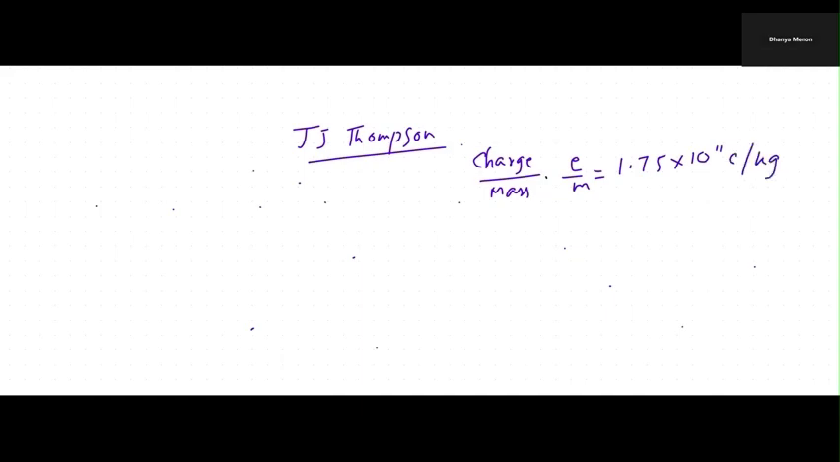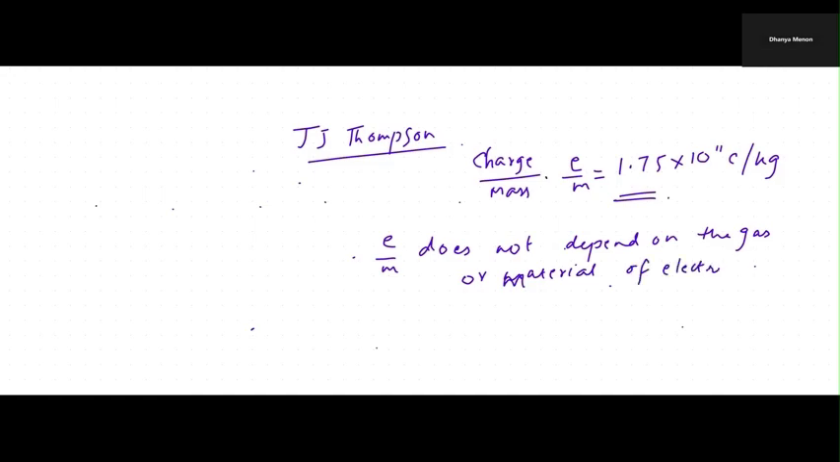Okay. Even if the gas changed, even if the material of the electrode or the cathode changed, the charge e by m ratio remained the same. So that made J.J. Thomson conclude that the charge by mass ratio does not depend on the gas inside the discharge tube or the material of the electrode.